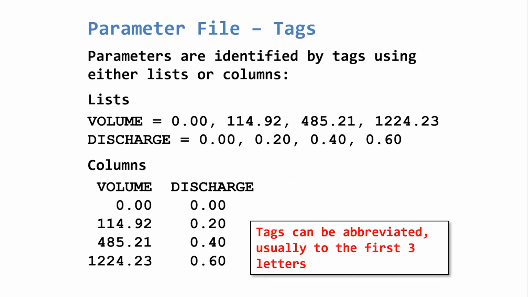So there are some parameter file tags, which can be used to either enter things in lists or in columns. So for example, if you're entering volume or discharge, you can enter it in a row as shown under lists, or in a column as shown at the bottom. So the tags will be recognized typically by the first three letters, so you don't necessarily have to type out the whole word.